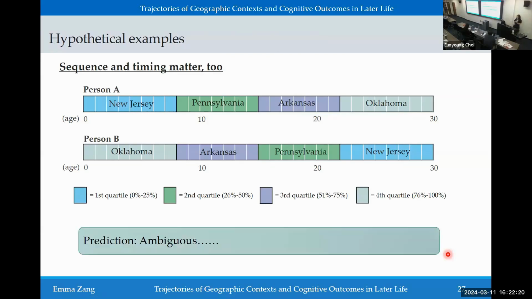It's actually ambiguous. Why? If you think about sequence, of course, we have reasons to believe that people who move to better and better places will have better cognitive outcomes in the future. But then, if you think about critical period theory, if you believe the birth state matters the most, person A was actually born in a much better state compared to person B. So it's ambiguous theoretically. That's why we need empirical analysis to tell us.